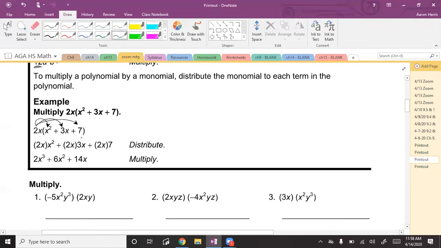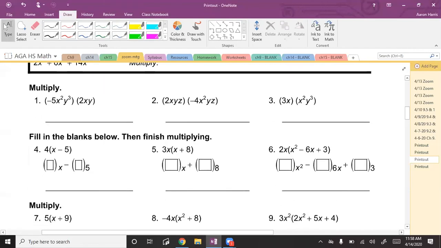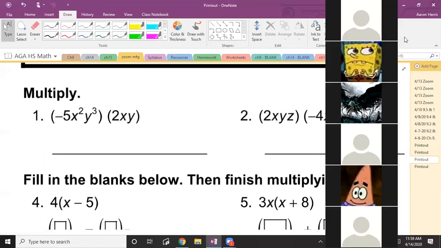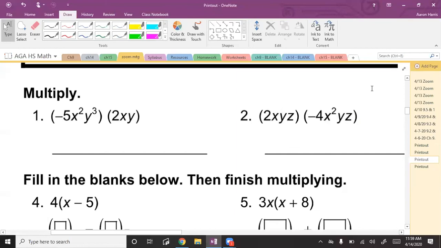Okay? Sometimes it might be more than one, so we need to distribute it to every term. How many terms do we have? 3. How do I know that? Because they're separated by plus and minus signs. So here we go. We're going to multiply. Let's go with Marcellus. Marcellus, are you there? Yes. Beautiful. So let's deal with this. We're going to deal with the numbers first. We're multiplying. -5 times 2 is what, Marcellus? -10. Good.